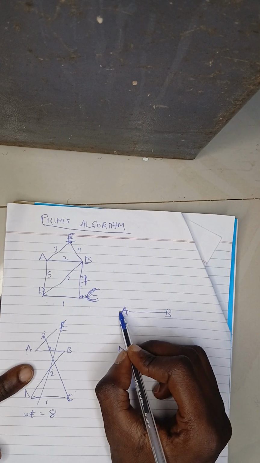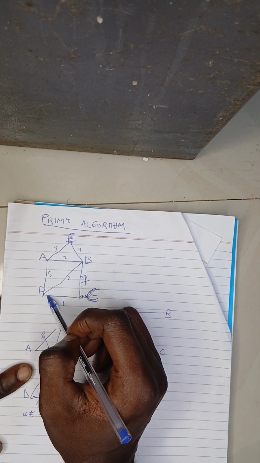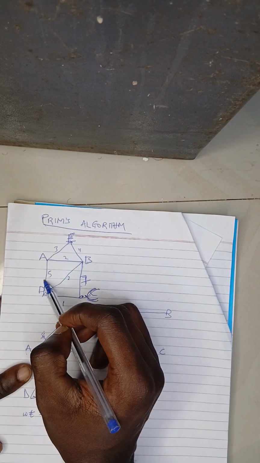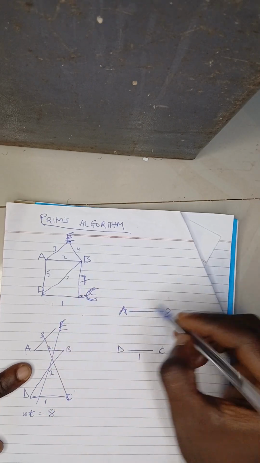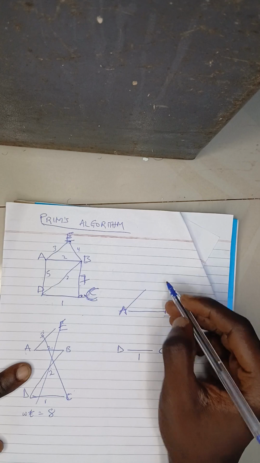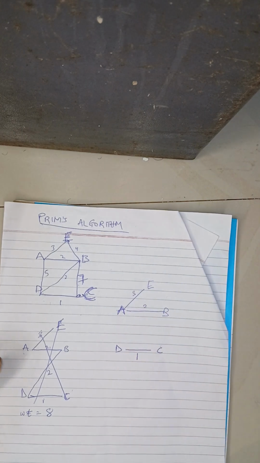So you go from B to A. Once you're at A, it has 2 connections, 3 and 5. Between the 2, which one is the least? 3 is the least. You go there. Here was supposed to be 2.